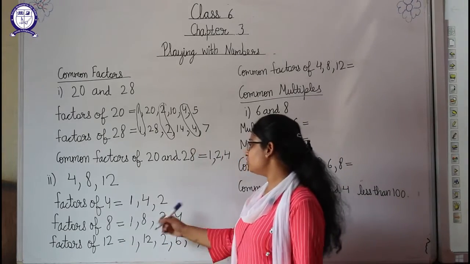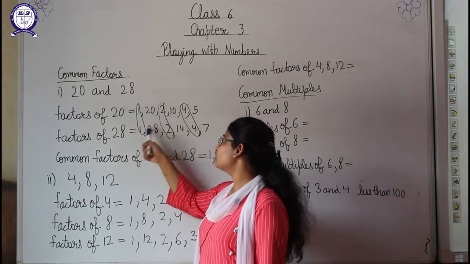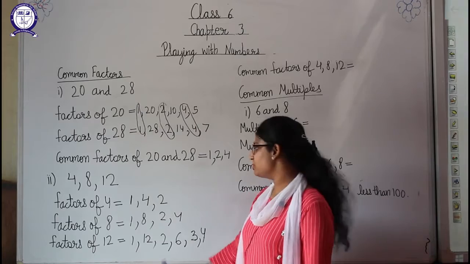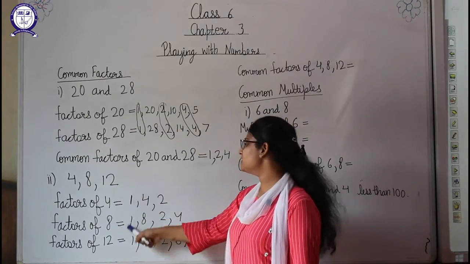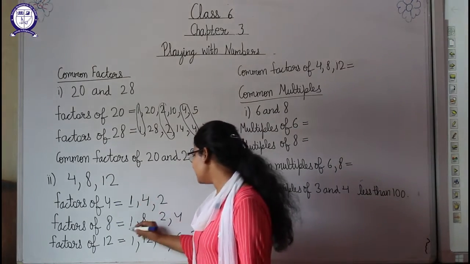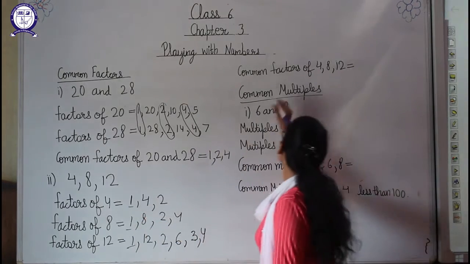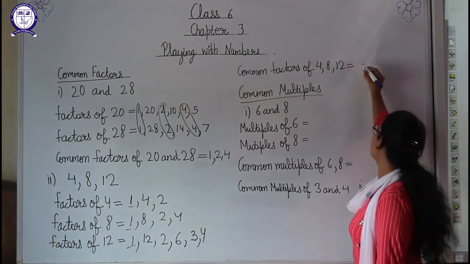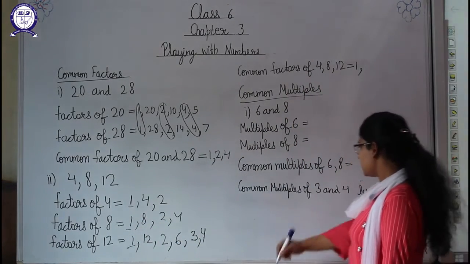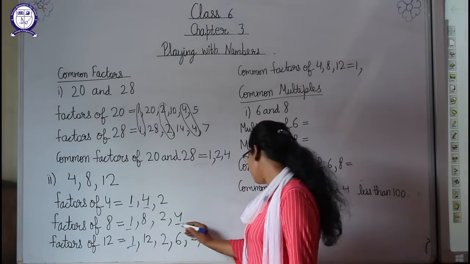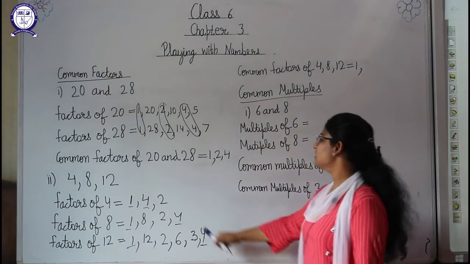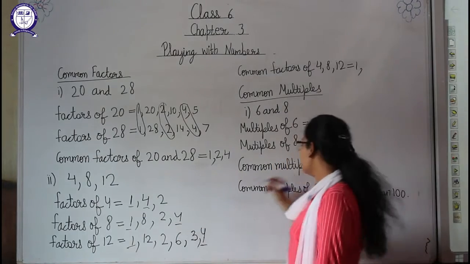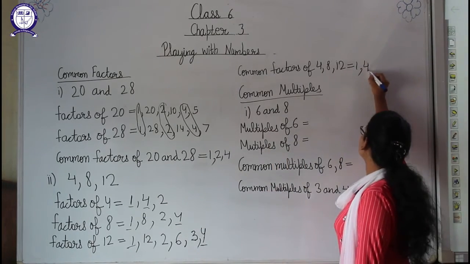Now what we have to do is check what are the common factors. Means the number should be in all these three. So 1 and 1 are here. So the common factor of 4, 8 and 12 is 1. Then we will check. Here it is 4, 4 is here and 4 is here. It means 4 is also the common factor because it is coming in all the three cases. So 4 is the common factor.